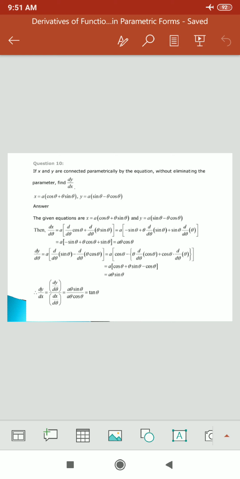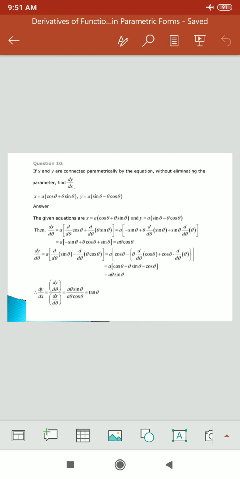Again, we repeat the steps which we did in the last three questions. Firstly, differentiate both x and y with respect to the parameter, that is theta here. Then use chain rule to find dy by dx. The equation given here is x equal to a times cos theta plus theta sin theta. Firstly, we differentiate this equation with respect to theta. We get dx by d theta, which is equal to a times minus sin theta plus theta sin theta.